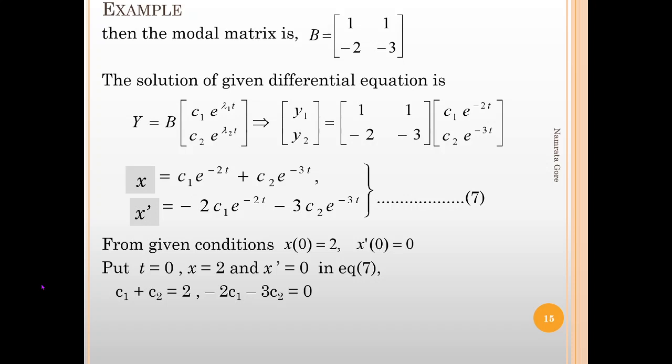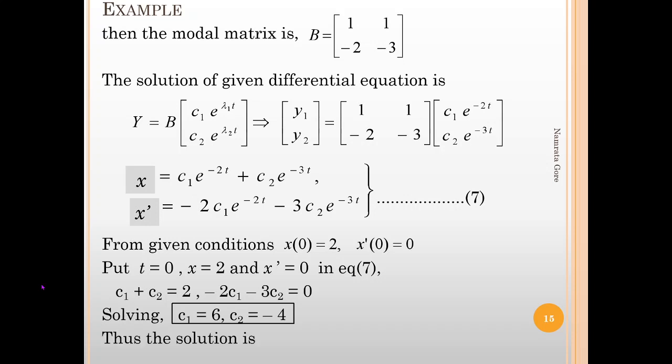Since t is 0, again we will get c1 plus c2, minus 2c1 minus 3c2, x is 2 and x dash is 0. Solving these two equations simultaneously, either in your calci or manually, c1 is obtained as 6 and c2 is obtained as minus 4.